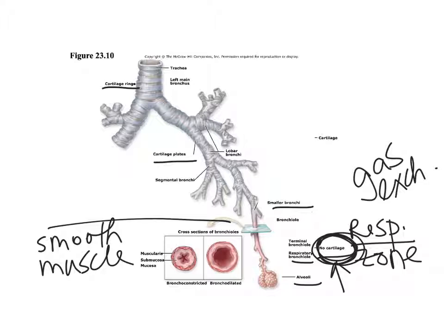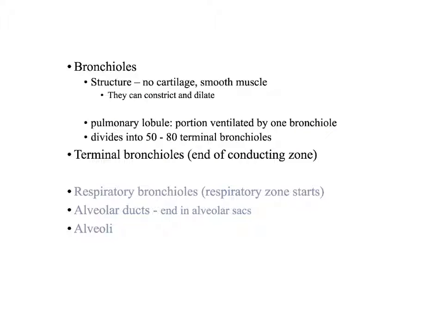So the respiratory bronchioles have smooth muscle. What can happen is we can change the size, so we can have constriction and dilation. Bronchioles, no cartilage. They're even smaller, so they have smooth muscle in them. They can constrict and dilate. Now they're going to go into pulmonary lobules.